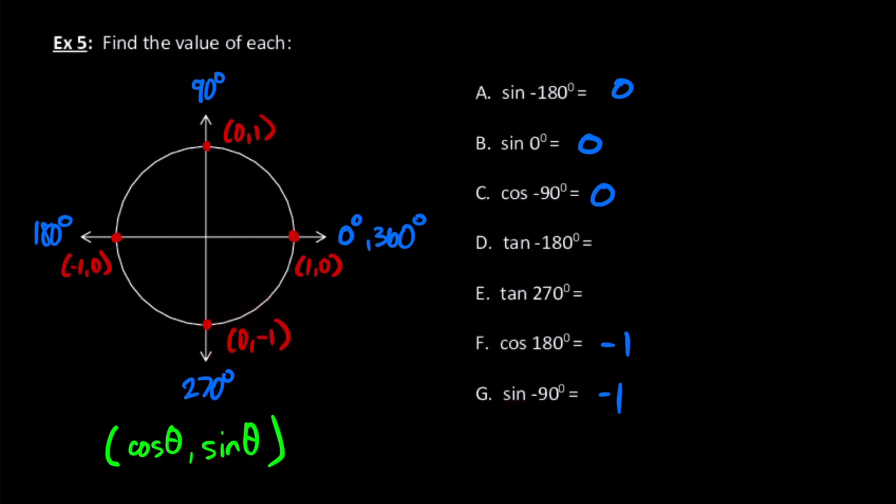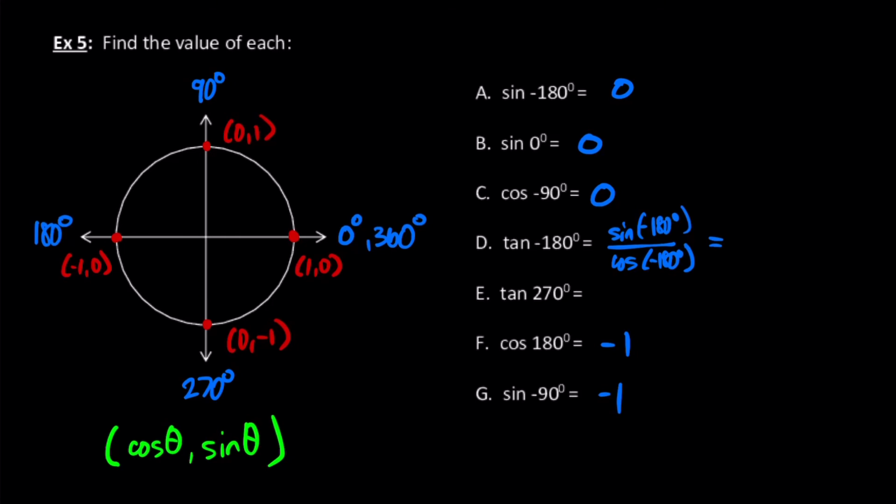So for tangent, there's a couple ways you can do this. Tangent's very confusing. That's why I skipped it. Now we're going back to it. You can memorize tangent as y over x from the previous page, or I kind of think of it as sine over cosine. So I'll think of this as sine of negative 180 over cosine of negative 180.